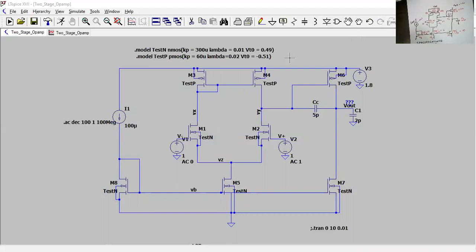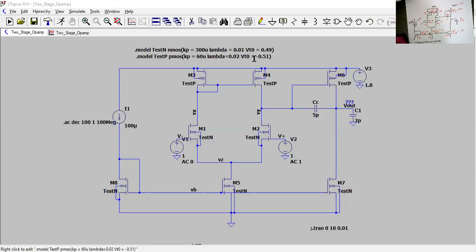Now here you can see the LTSpice page where I have placed the exact circuit that we are talking about. It's an exact replica. The first thing is that we have two models, an NMOS and a PMOS. For the NMOS, we are selecting KP, which is mu and COX, equal to 300 micro, lambda is 0.01 and the V threshold is 0.49. For the PMOS model, mu and COX equal 60 micro, lambda 0.02, and the V threshold is minus 0.51 volt.